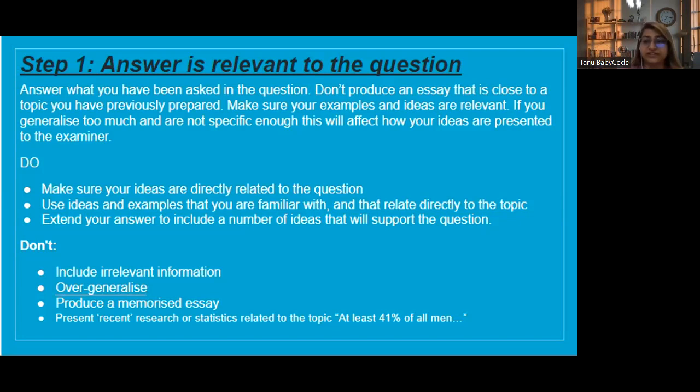Don't overgeneralize. Sometimes we write general statements, but do not overgeneralize. Do not produce a memorized essay. Sometimes students learn certain statements, 2 or 3 statements, and then they start writing those statements in their essay topic. No, you need not write any kind of memorized essay or memorized statement, right? Because if you write any kind of memorized statement, then the examiner will spot that statement very quickly.